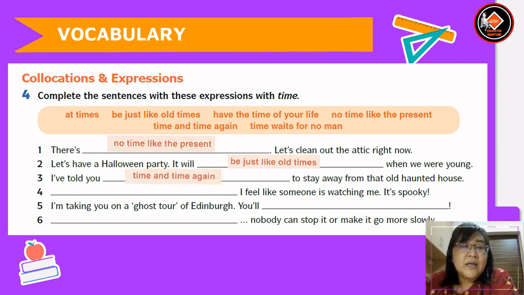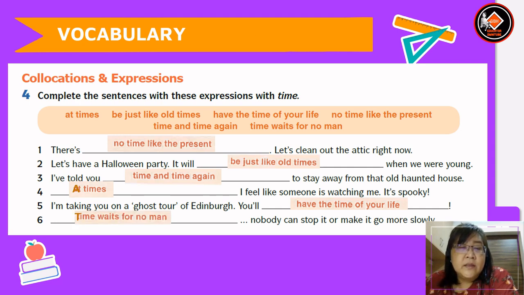And then number 3, I've told you time and time again to stay away from that old haunted house. Number 4, at times I feel like someone is watching me. It's spooky. Number 5, I'm taking you on a ghost tour of Edinburgh. You'll have the time of your life. Number 6, time waits for no man. Nobody can stop it or make it go more slowly.